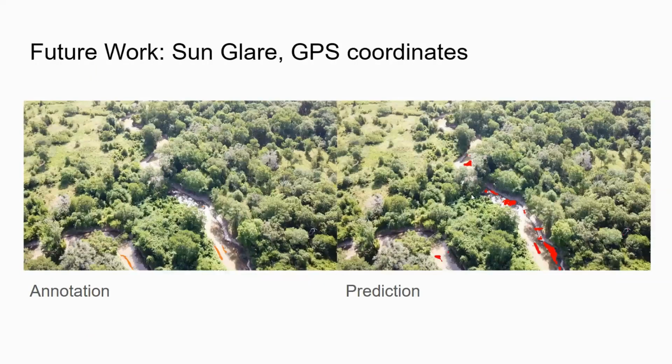So, future work. We've noticed that the glare in the river from the sun made some areas rather difficult to predict on, so that's something we can fix in the future. Also, we were given the GPS coordinates for each pixel in the original image, so we can also map the predictions back to GPS coordinates later on.